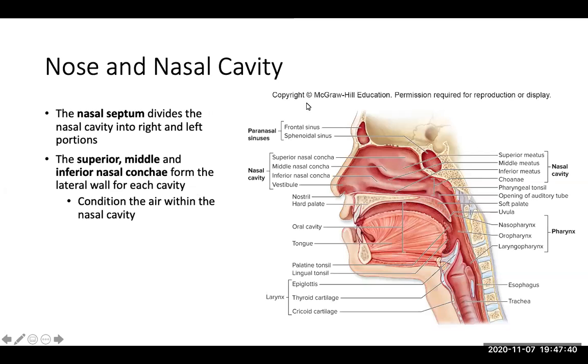Here's a look at the nasal cavity in the nose. The nasal septum divides the nasal cavity into right and left halves. Then you have these conchae, which form the lateral wall of each cavity, and they will help condition the air within the nasal cavity. They'll help warm it, create some turbulence in the air, and moisten the air.